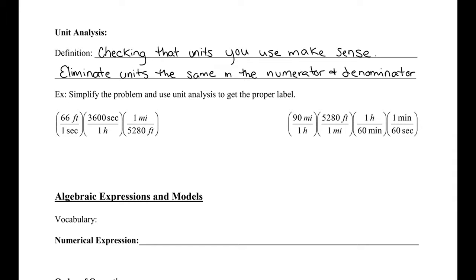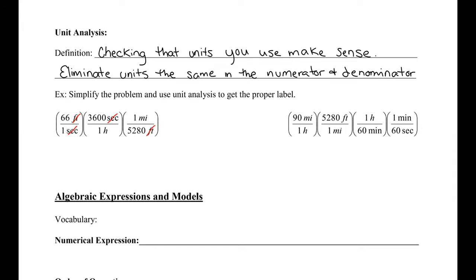So any unit that I see in both the numerator and the denominator, such as seconds, I'm going to cross off. I also see feet in both the numerator and the denominator. They do not have to be right next to each other. I can cross off the feet in the first term with the feet in the last term.